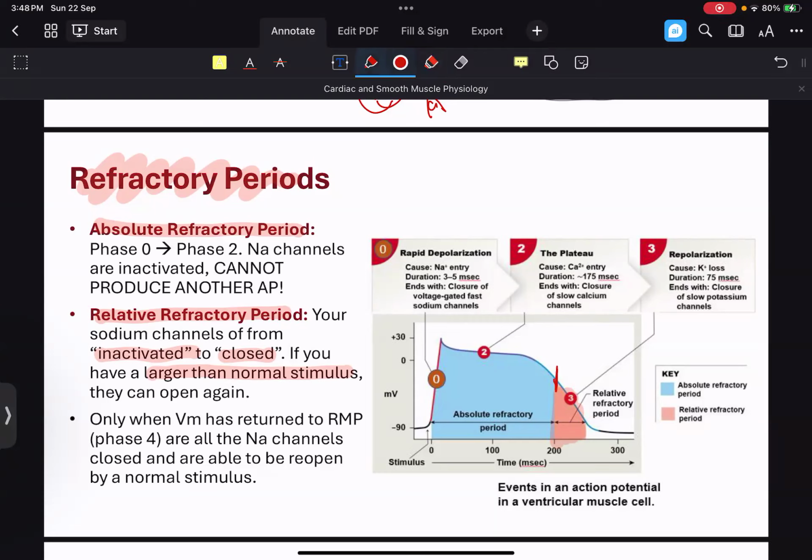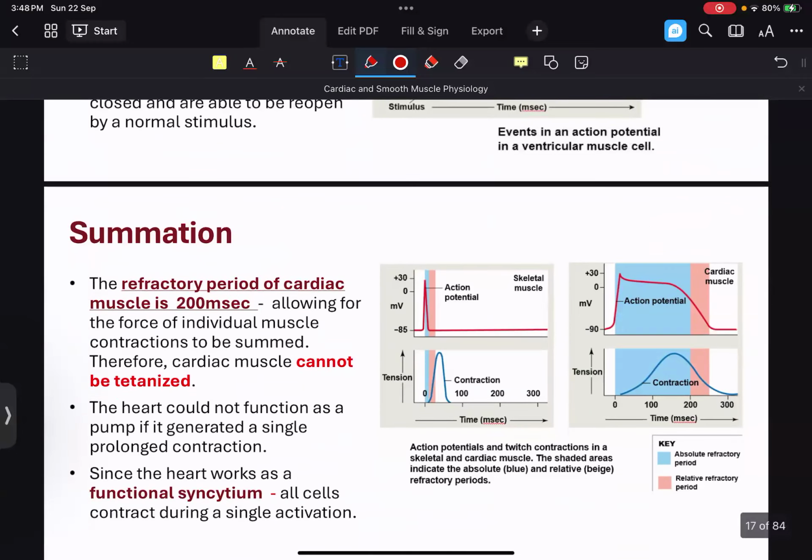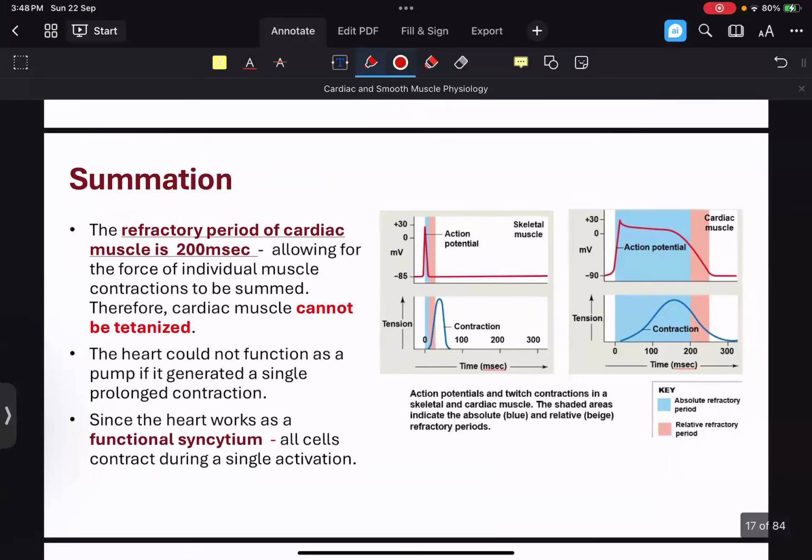Once you reach phase four, you're back to your normal resting membrane potential, and you just need a normal stimulus. So to answer your question, can a second action potential happen in phase three? Yes, but it needs a stronger than normal stimulus. And I think this part's pretty simple. It's the exact same concept from your action potential lecture.